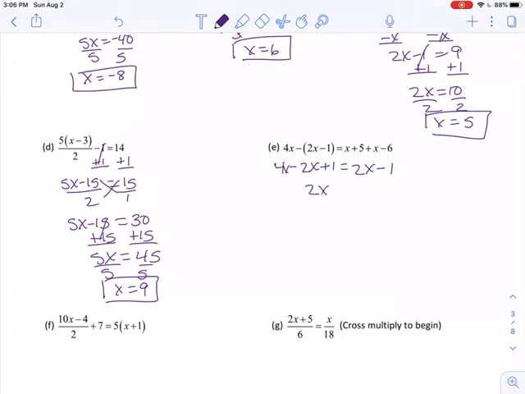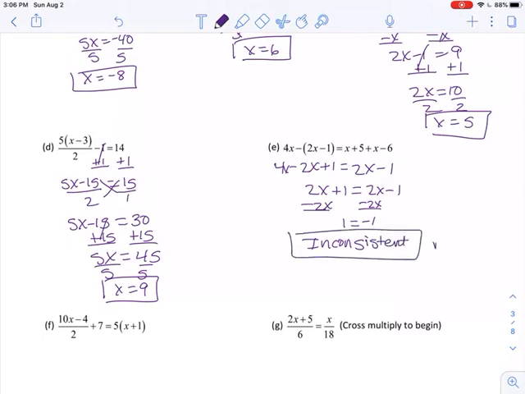Now 4x minus 2x is 2x, so I have 2x plus 1 on the left, and I have 2x minus 1. So if I subtract 2x right here, I basically get 1 equals -1, which is not true. This is inconsistent. There is no solution. Okay, can't be solved.